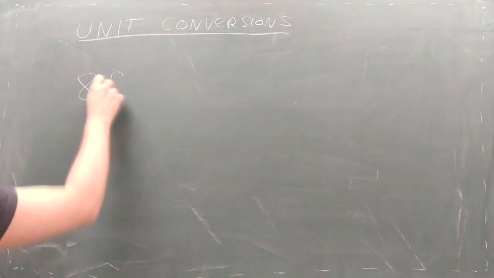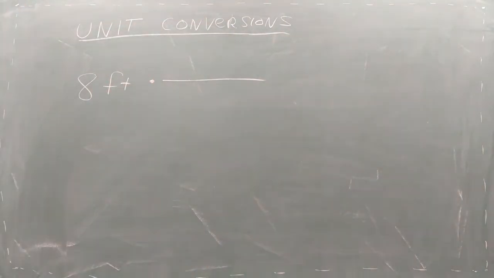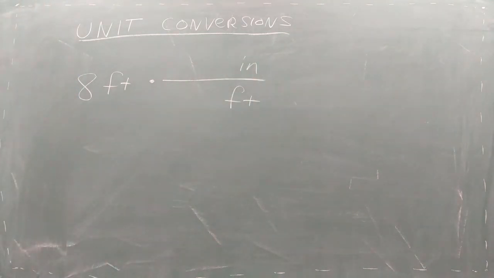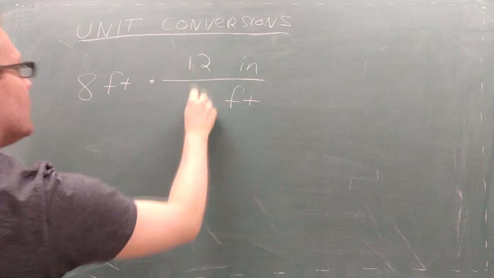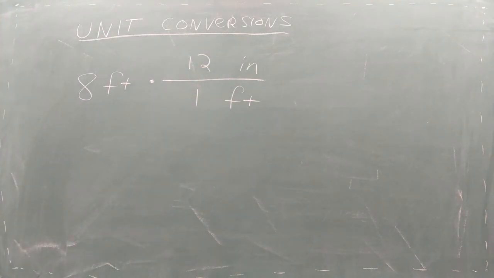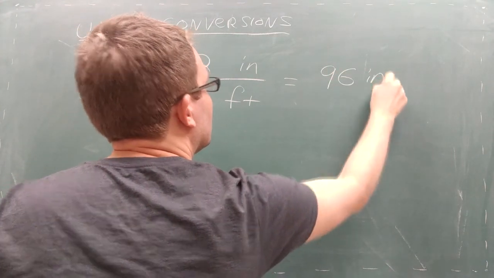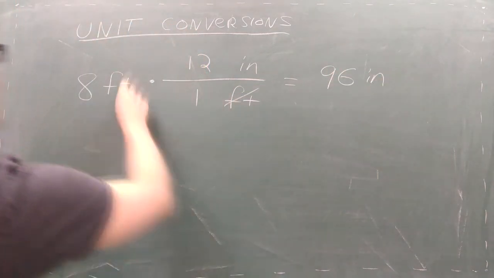We start with the 8 feet. Then we multiply this measurement by a fraction with feet on the bottom and inches on the top. There are 12 inches in 1 foot, so we place a 12 on the top and a 1 on the bottom. Finally, when we multiply, we get a number of 96 and units of inches since the feet cancel.